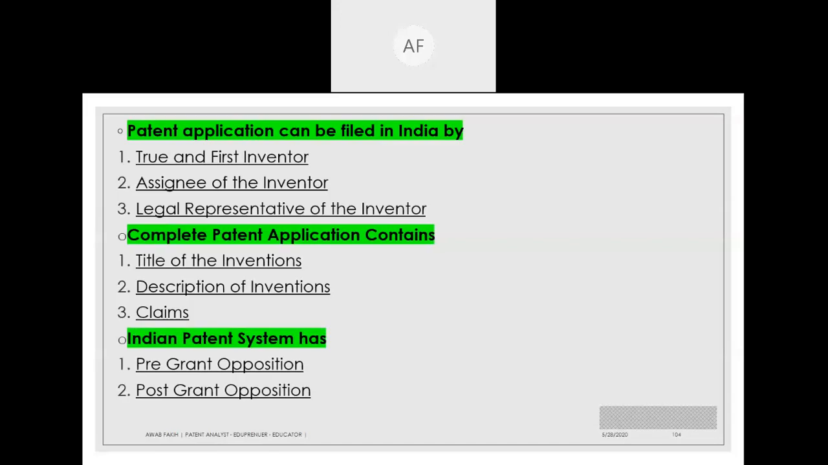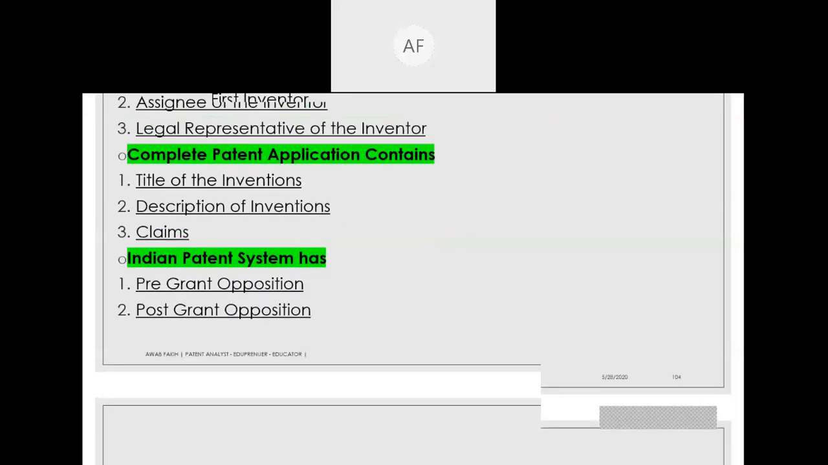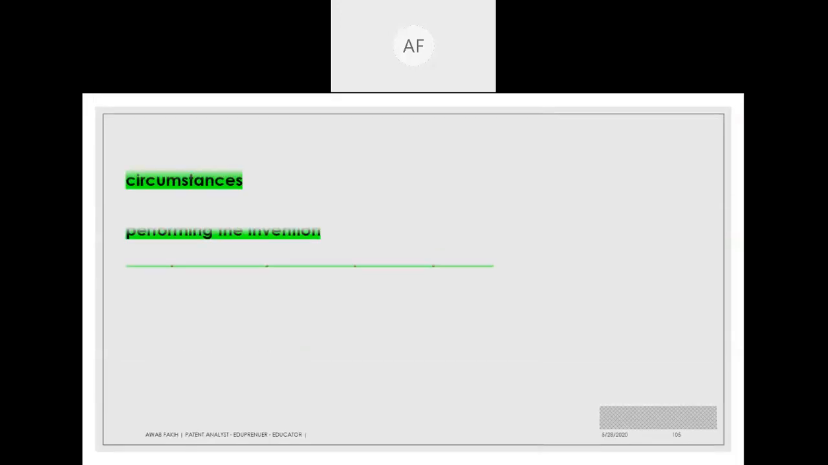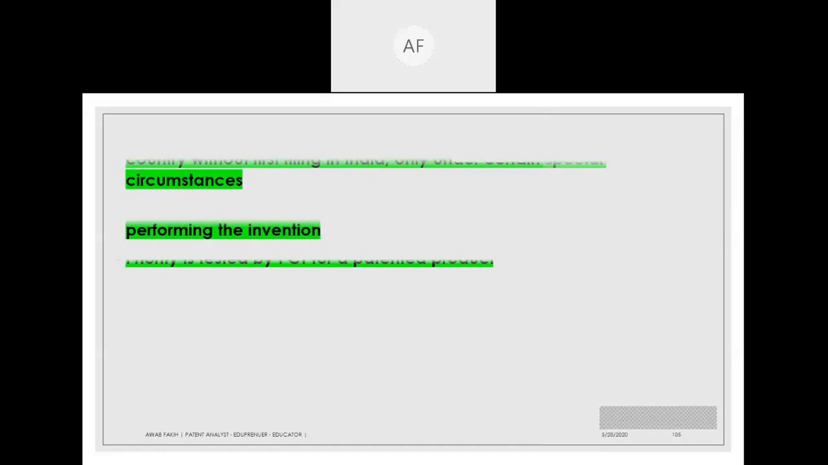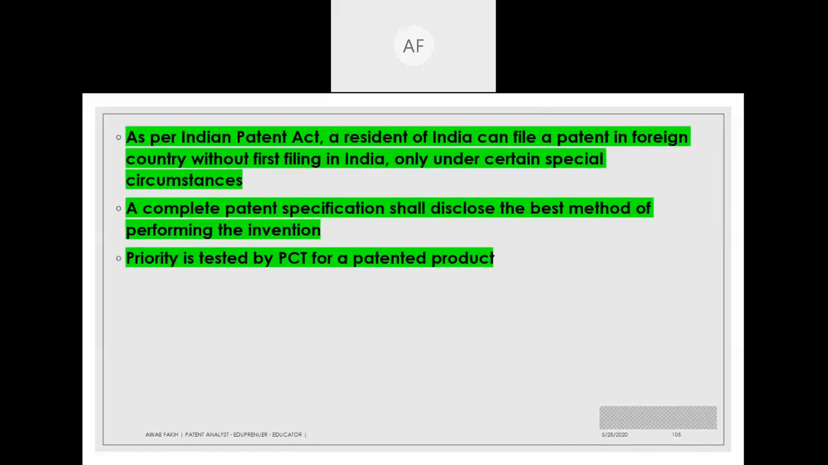Indian patent has both the options. Either you can have a pre-grant opposition, or you can have a post-grant opposition. As per the Indian Patent Act, a resident of India can also file in some other country, but in certain circumstances he has to take the permission of the controller. Without that, he cannot do it. He has to keep them in the loop.